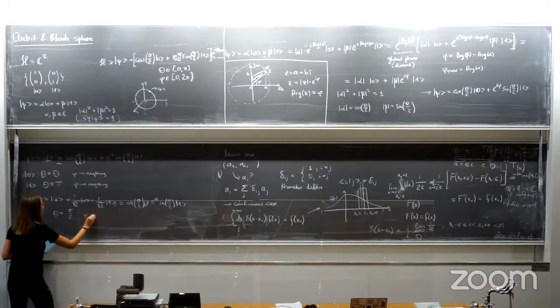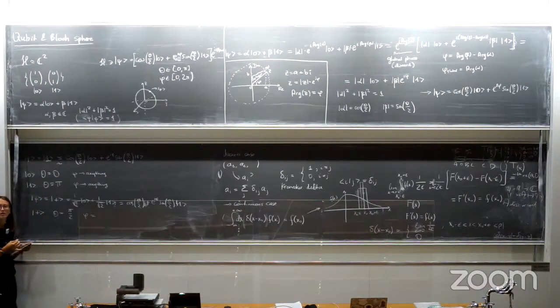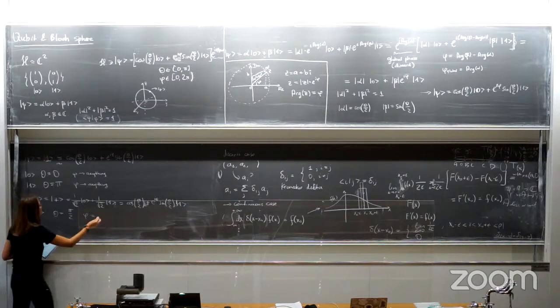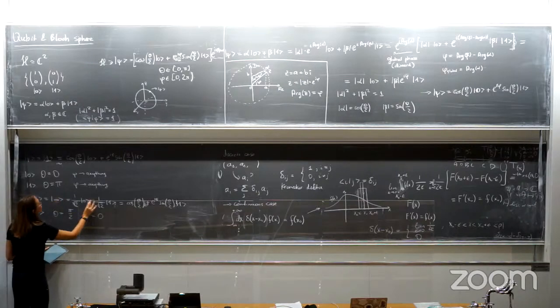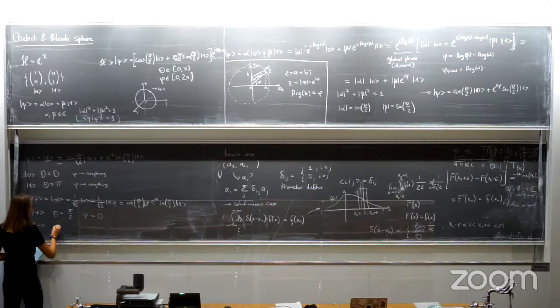And phi? Yes, 0. Yes, exactly. And now the last example for today, we'll consider the minus state. So the minus state has minus here, and minus here. So what is theta in this case?